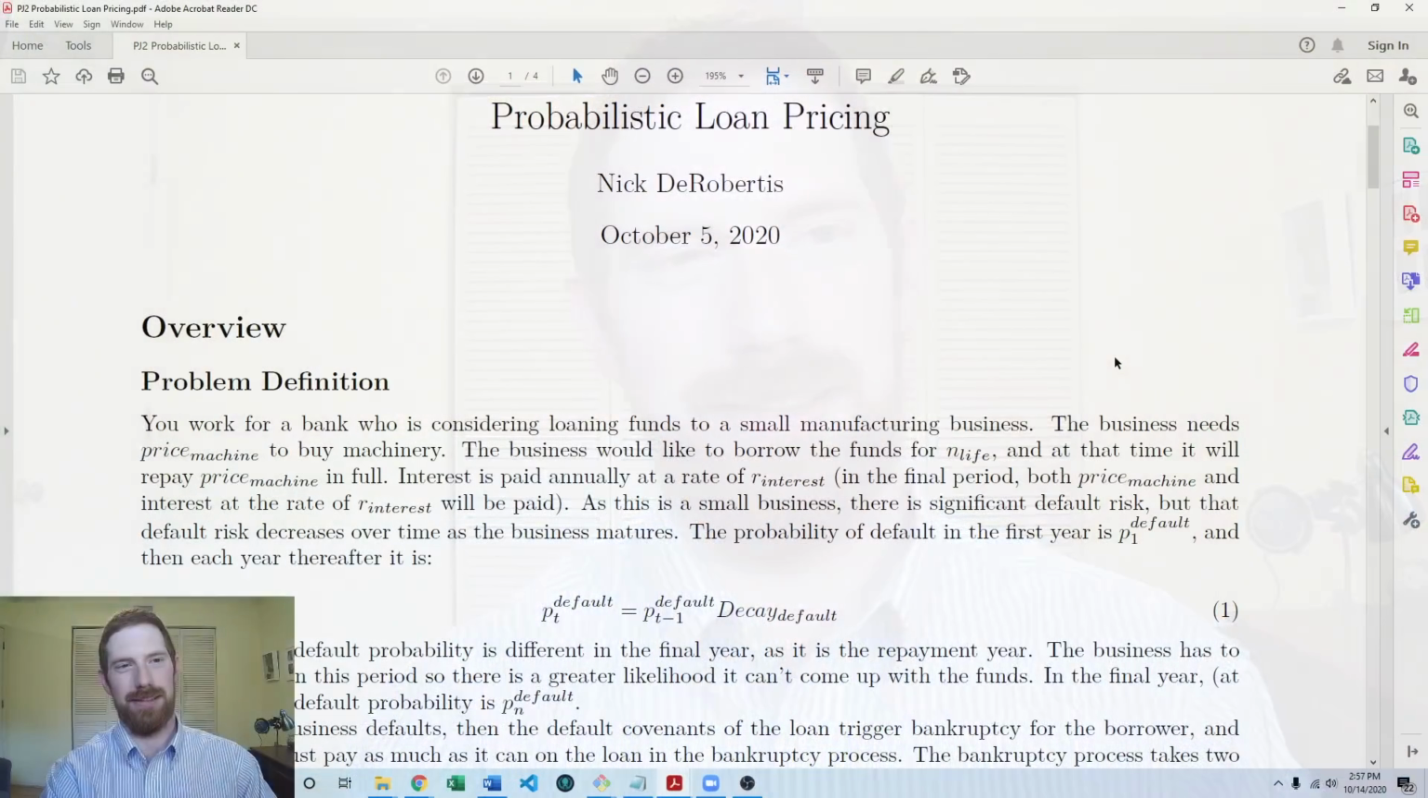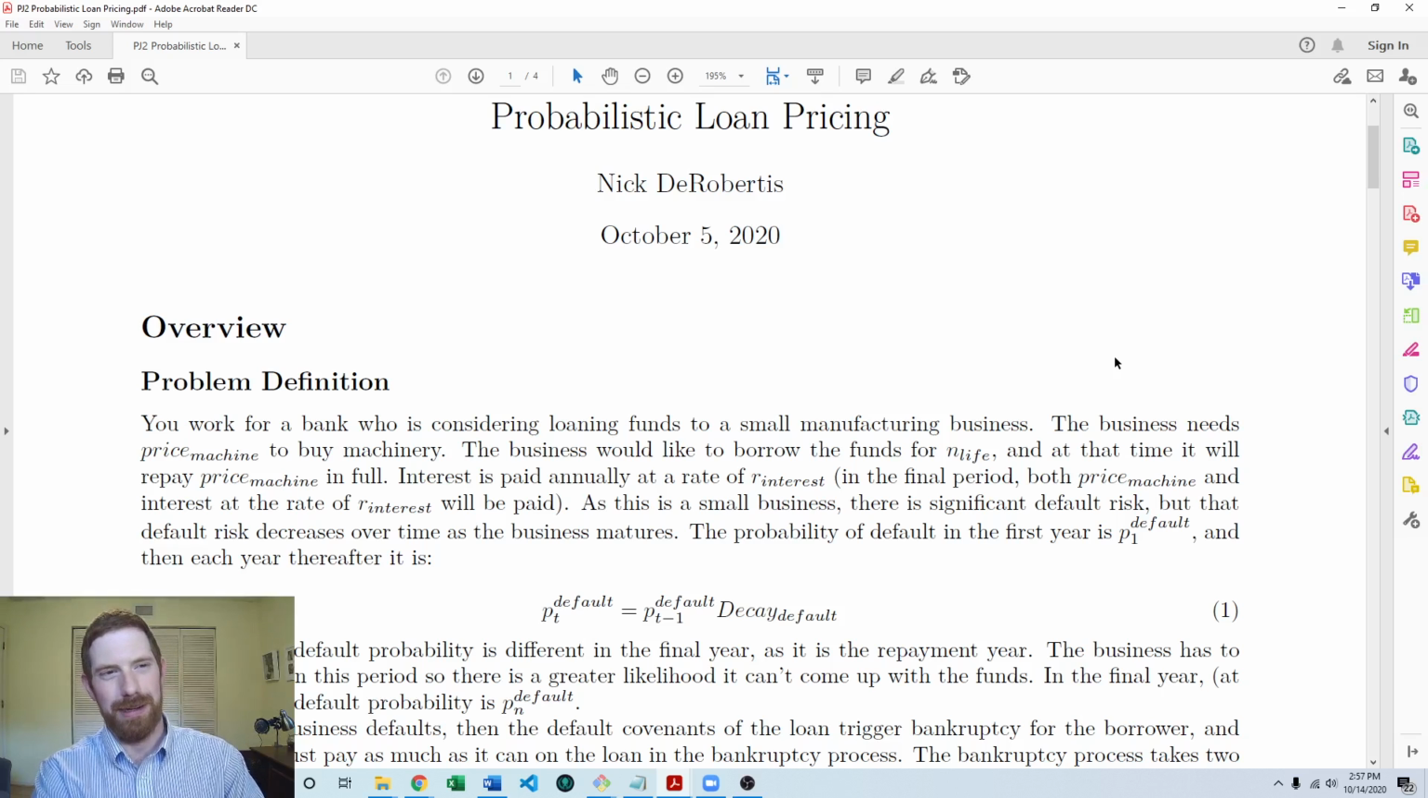Today we're going to be introducing the second project in the course on probabilistic loan pricing. This project has a couple of main goals for your learning objectives. One is to have a model where probability is really a first-class citizen, something that we're thinking about very deeply within the base model itself. Probability factors into so many financial models that it's good to hit that early in the course.